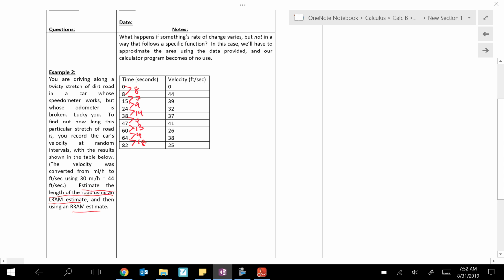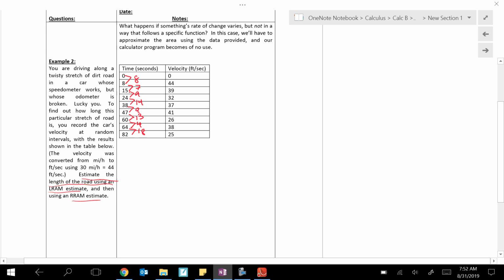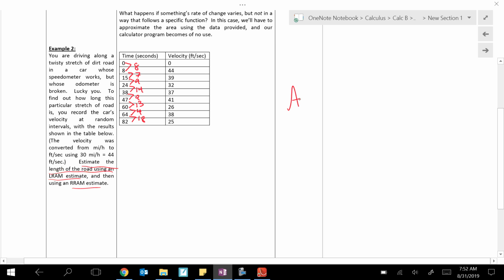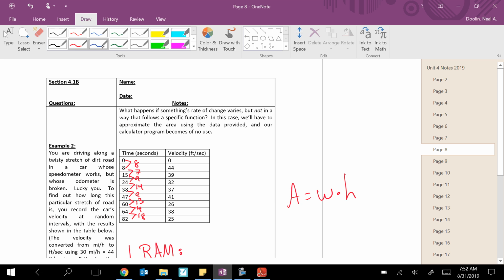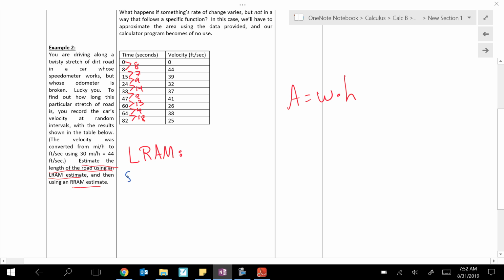Okay, so then, since area is just base, or let's say width, because that's the word I was using, times height, then for our left rectangle approximation, I'm going to use all these widths times the height on the left side of the width. So let me just switch colors here. So I'm going to first use the width 8, and the height on the left side would be 0. And then I'm just going to add up all the areas of the rectangles. So my next width is 7, the height on the left side is 44. Then I've got a width of 9, the height on the left side is 39. So 9 times 39.